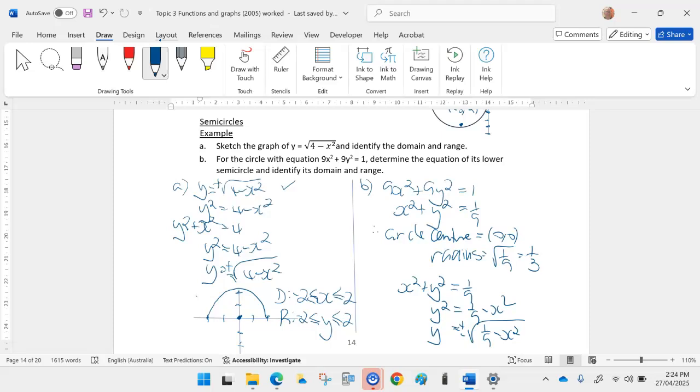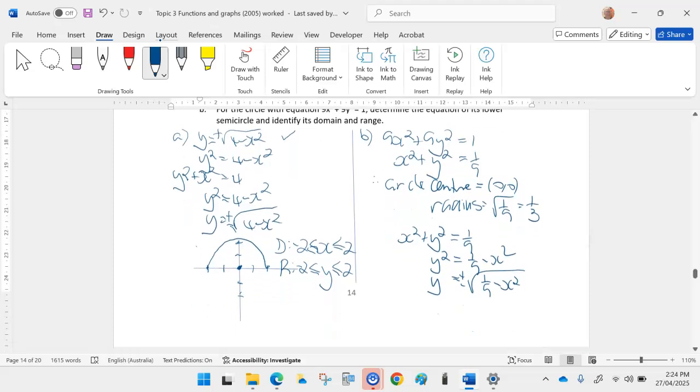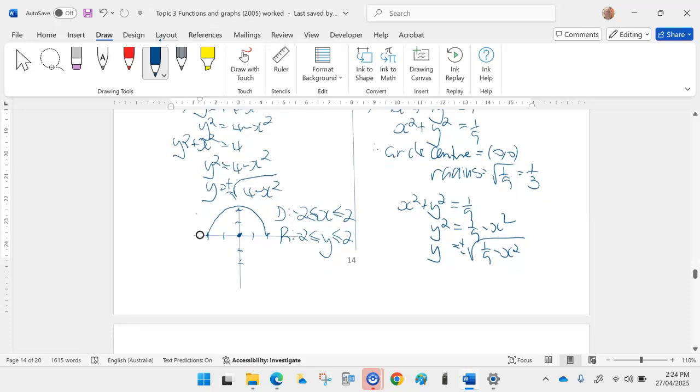So what's the lower semicircle going to be? It's the one that has the negative version. So we are after the lower semicircle. That would be y is equal to negative the square root of 1/9 minus x squared.